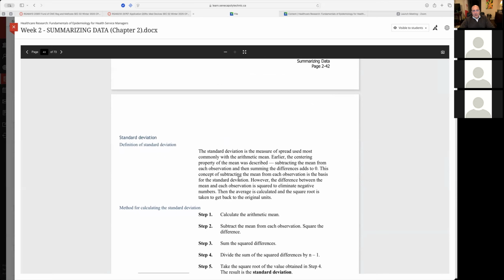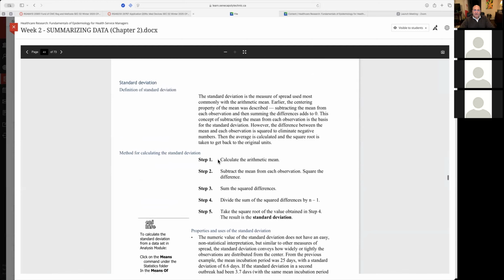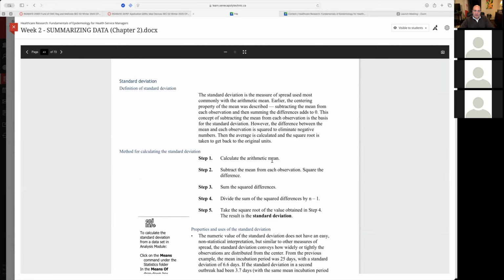Then we can talk about the standard deviation. Again, I already explained that as well. You have to calculate the arithmetic mean or the average, and then you're going to use statistical analysis tools in order to calculate the standard deviation, okay?